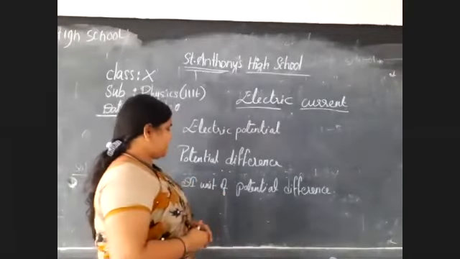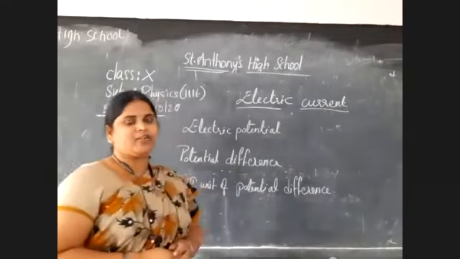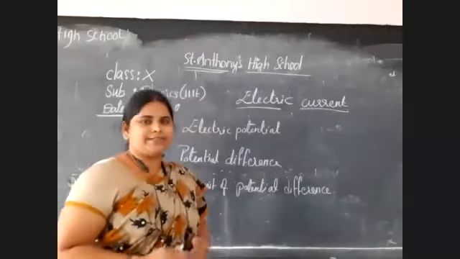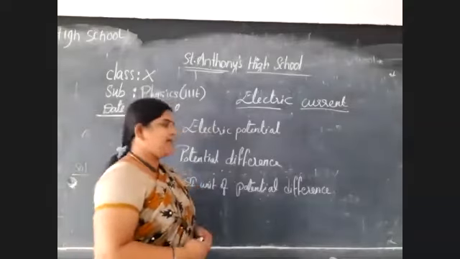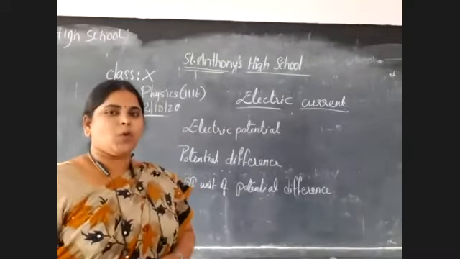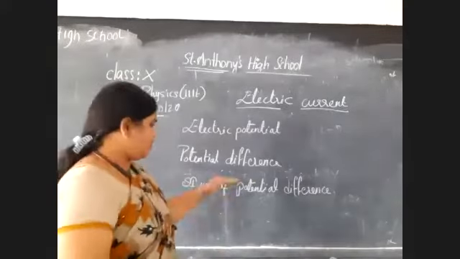Now, what is the SI unit of potential difference? We have seen that also, volt. And it is nothing but work done per charge. So, 1 joule by coulomb. That is volt. So, that is about potential difference.